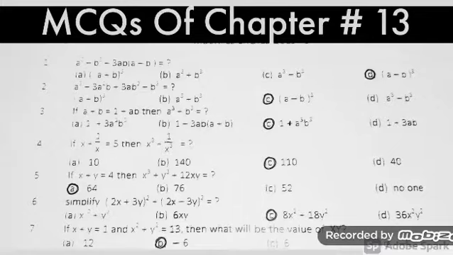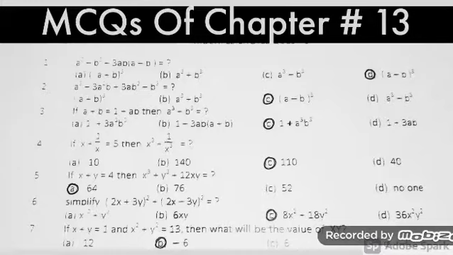Statement 5 is if x plus y is equal to 4, then find out x cube plus y cube plus 12xy. To solve this question, again we will take cube on both sides of this equation, and after solving the cube, we will open the cube by using the formula a plus b whole cube. Then after solving the question, we will get this value is equal to 64.